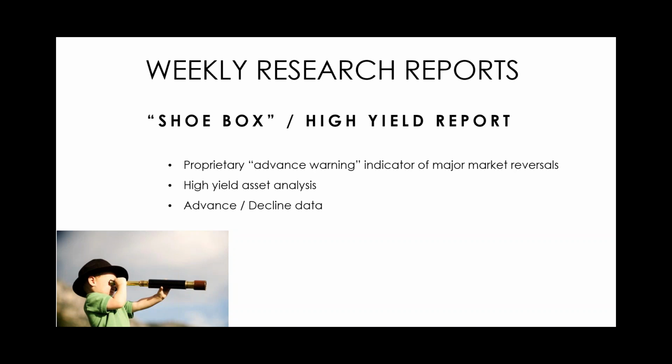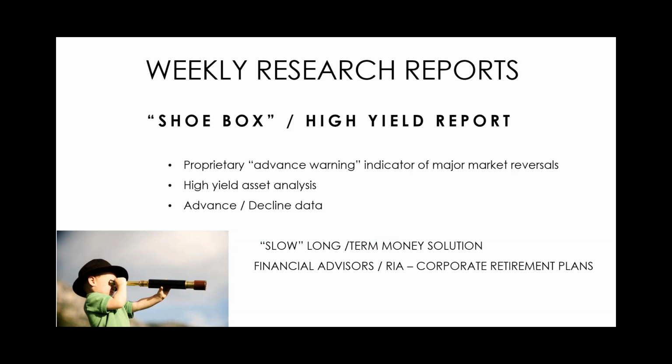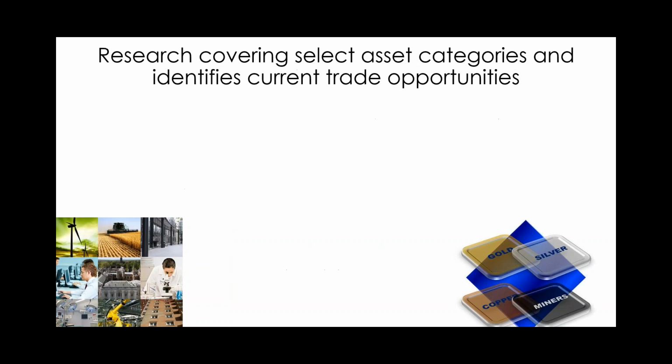Also, we cover advanced decline data, some pretty good information that all of us are familiar with, but important to be looking at and comparing to the other data to figure out: are we at a point where we need to make some adjustments? And again, this is slow money, long-term money that we're looking at. These are reports that aren't looking for opportunities to make a trade this week; they're very inactive. In fact, we're hopefully looking to make only a few adjustments a year if possible. So financial advisors, corporate retirement plans, as I mentioned earlier.